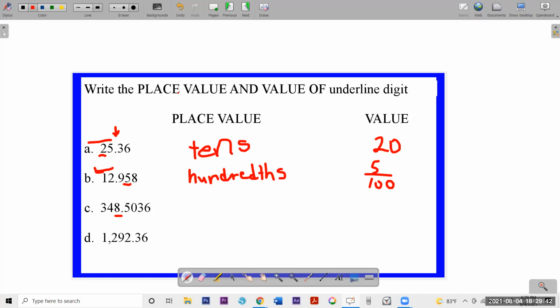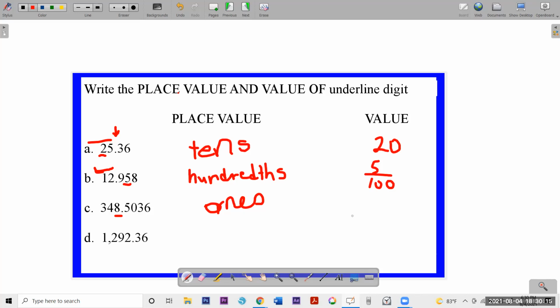Ones. Remembering we always write ones. So our place value, and keeping in mind, how do we know it's ones and not tens? Because when we look at our decimal point, we realize we're on the left-hand side, which means we're on our whole number side. So the first place value for whole numbers is ones. So that's how we know ones would be the place value. And what would be my value now? What would be the value of that digit?